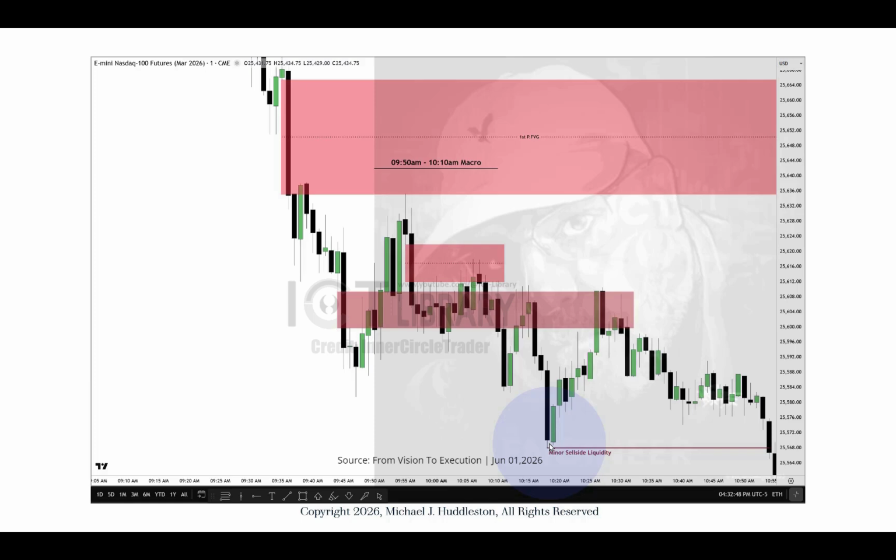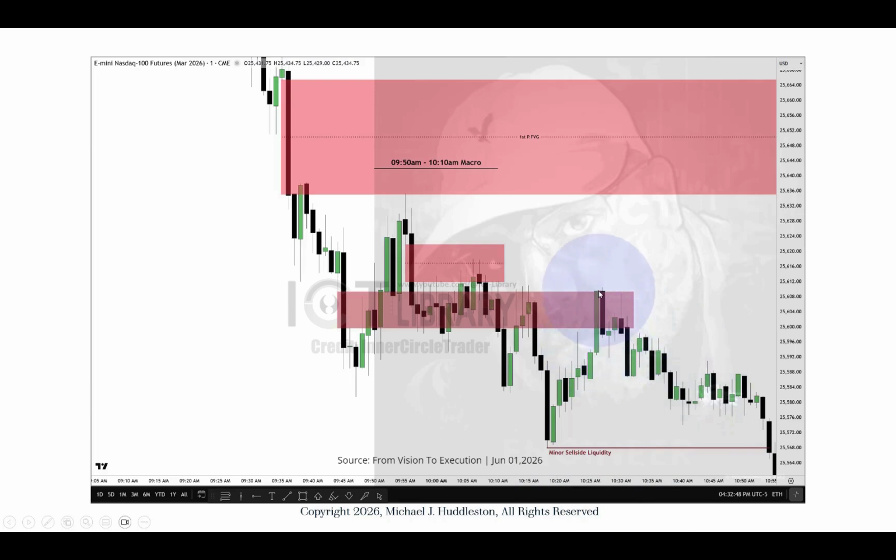They may be slightly different. They may have a little bit of a character twist here and there, but generally they're doing the same thing. They're running for inefficiency. They're running for stops. That's it. Or they're waiting during time distortion. That's what you're seeing right here. New minor sell side liquidity. After reaching up into that, it sells off.